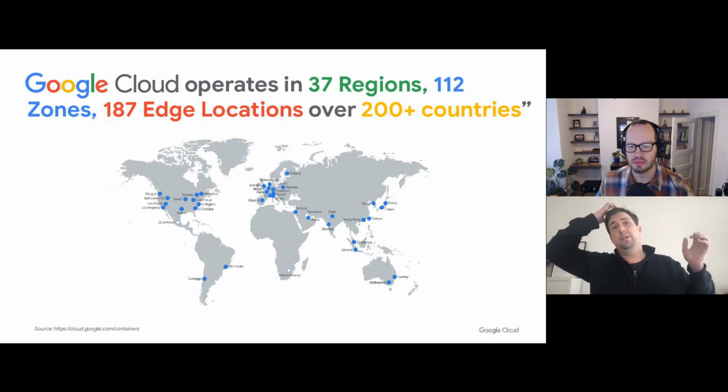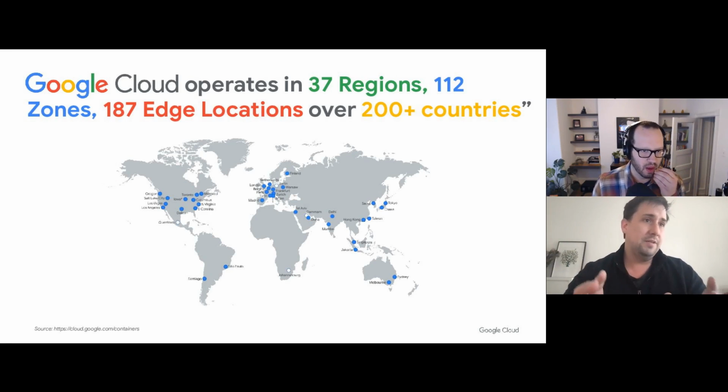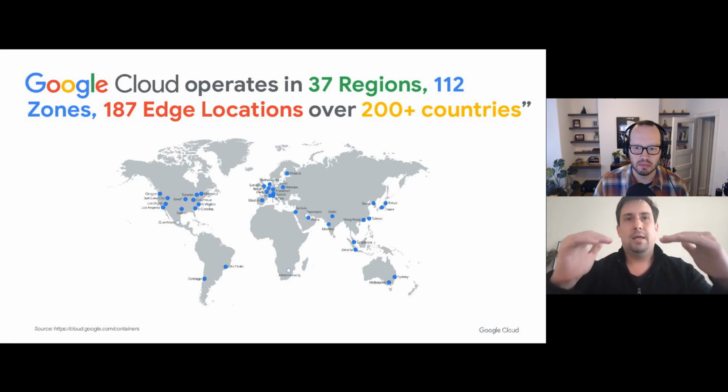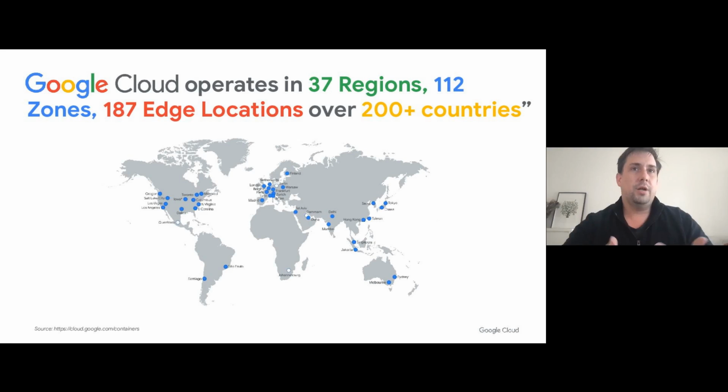Okay, so let me tell you a little bit for those of you who haven't spent any time using Google Cloud or understanding Google's network infrastructure. Keep it super high level and not super boring. But for those of you who understand cloud infrastructure and cloud regions, Google itself operates cloud regions in 37 locations.